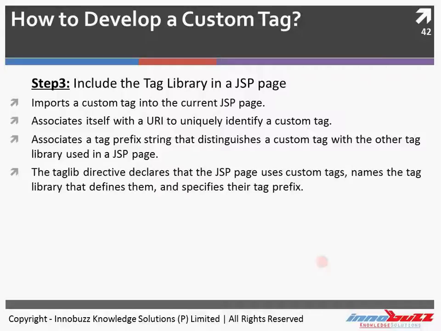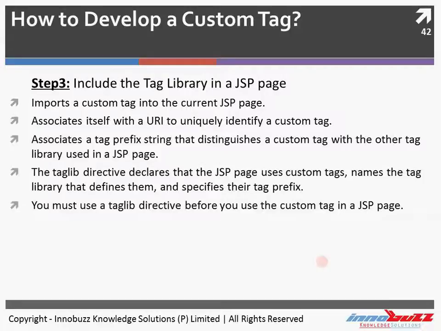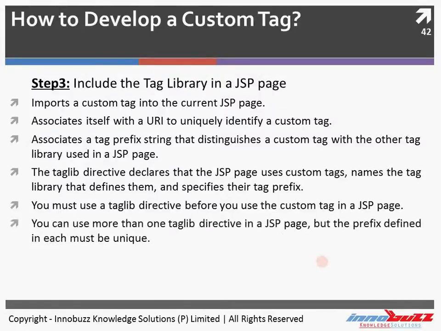The taglib directive declares that the JSP page uses custom tags, names the tag library that defines them, and specifies their tag prefix. You must use the taglib directive before you use the custom tag in a JSP page. So to use the custom tag, we need to give this directive at the beginning of your JSP page before we start using it. You can use more than one taglib directive in your JSP page, but the prefix defined must be unique in each taglib directive you define.